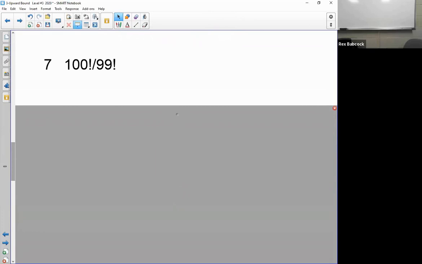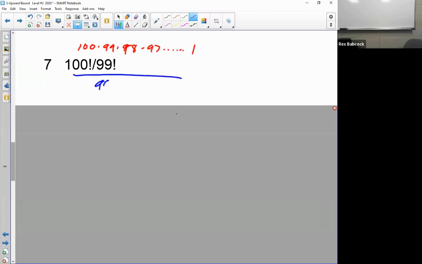Factorials, can you do that one? It's on your calculator. Remember what factorial means? Sigma means to add. Factorial means to multiply. So this problem is asking you to take 100 times 99 times 98 times 97 all the way to 1 and divide that by 99 times 98, that's 99 factorial. See if you can come up with an answer. Take about 15 seconds on that.